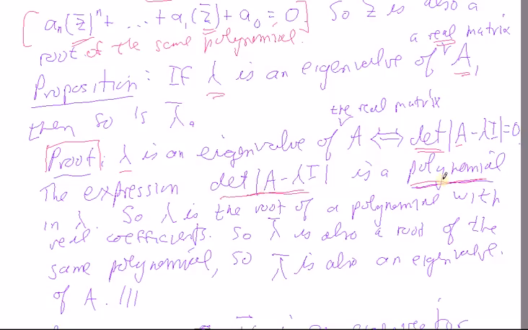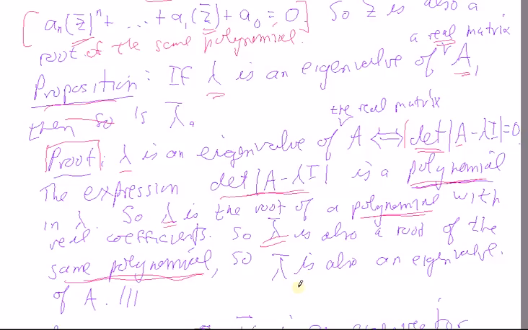Okay? So this equation, determinant of A minus lambda I equals 0, is a polynomial equation. And lambda is a root of the characteristic polynomial. Now, if A is real, this polynomial also has real coefficients, because the coefficients are algebraic expressions based on the entries of A. So lambda, being an eigenvalue, means that lambda is a root of a polynomial with real coefficients. Okay? From the previous proposition, lambda bar is a root of the same polynomial. Okay, what does that mean?